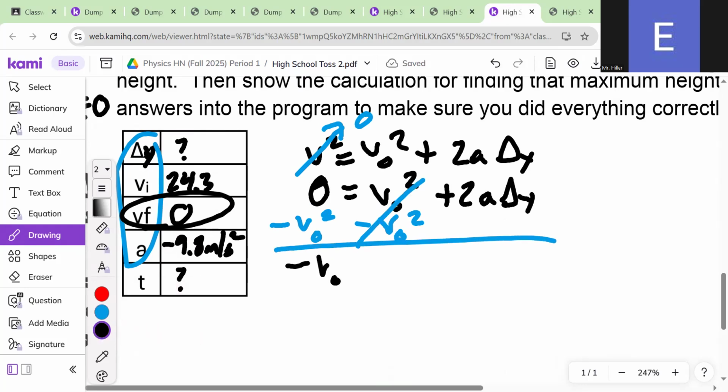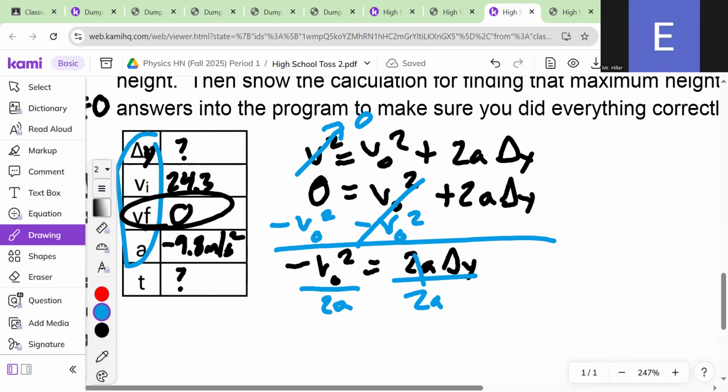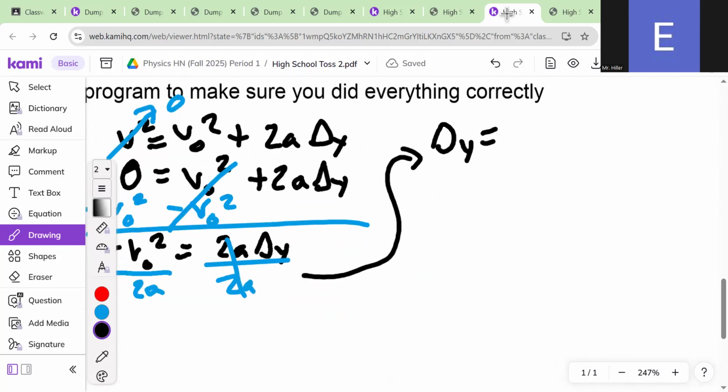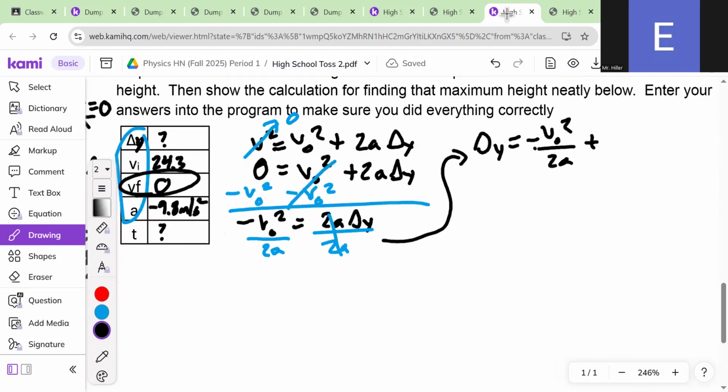We get negative v naught squared equals 2a times delta y. Divide by 2a, right? And the only thing left to do, okay, you've got your negative v naught squared over 2a. You just have to remember to add it to the original height of your building.